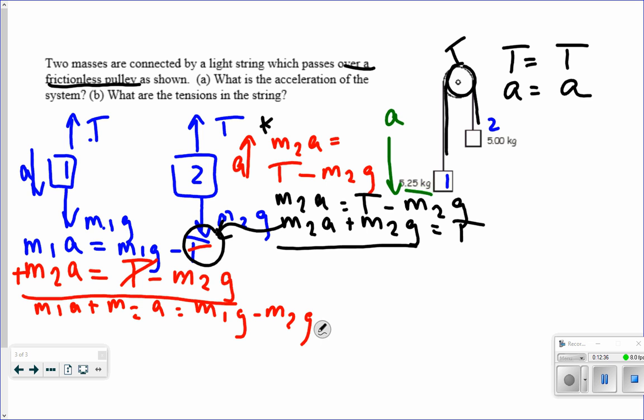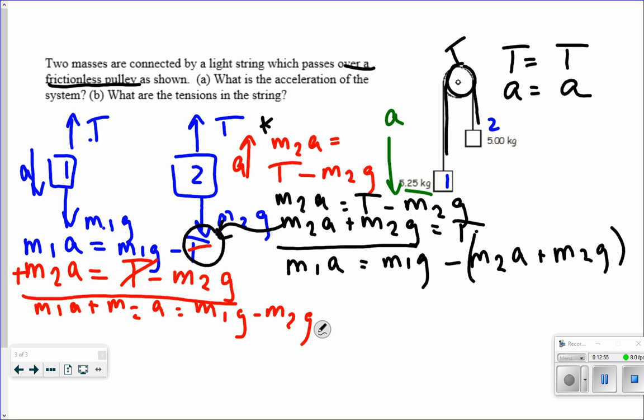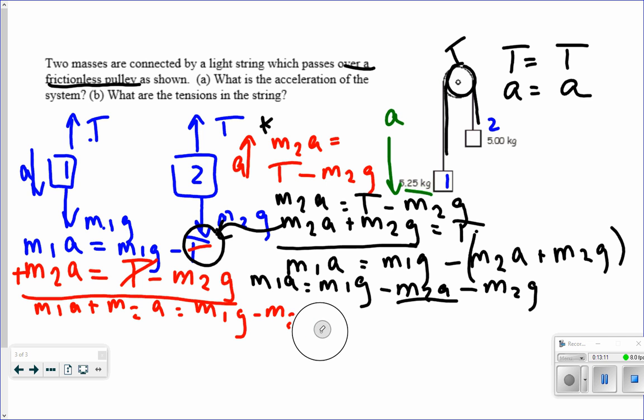Okay, so I'm going to rewrite that in black. So if you're not going to add the equations together, try this technique and substitute. We still have two missing variables, so just remember there's a negative here, so we've got to be careful. M2A plus M2G. You have to distribute that negative to both sides, and we want to get the acceleration by itself. So M1A equals M1G minus M2A minus M2G. To get the A by itself, take this and move it to the left-hand side. All right, I'm going to give myself a little more room here to work.